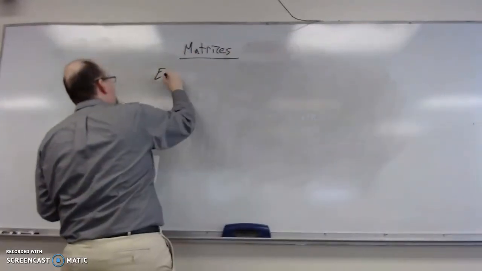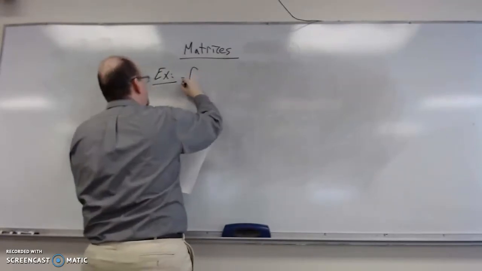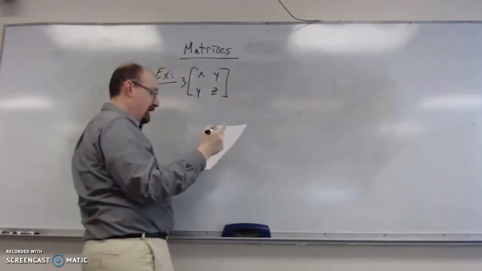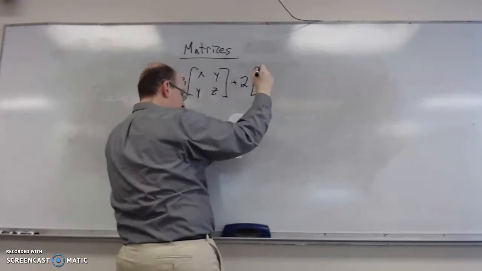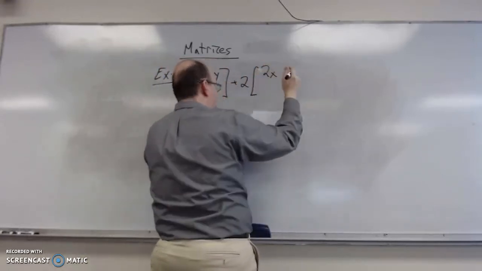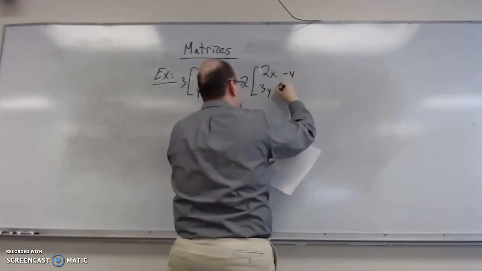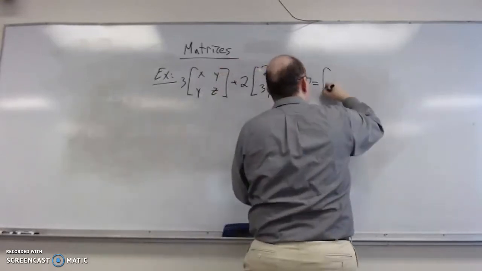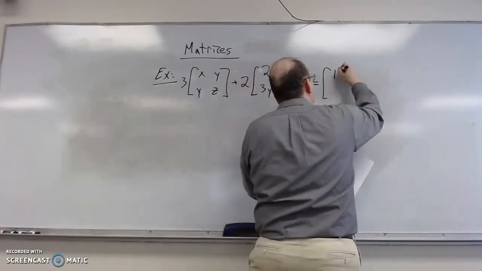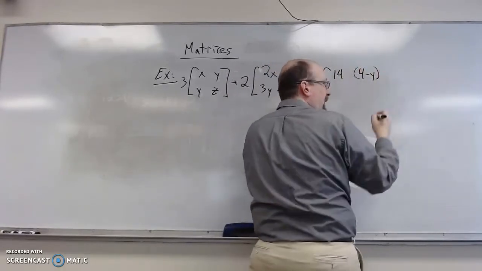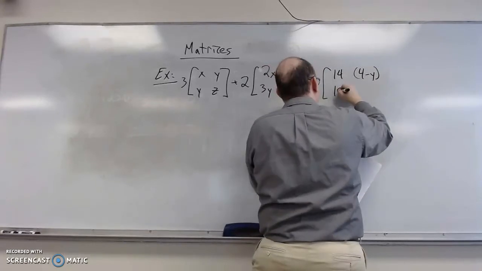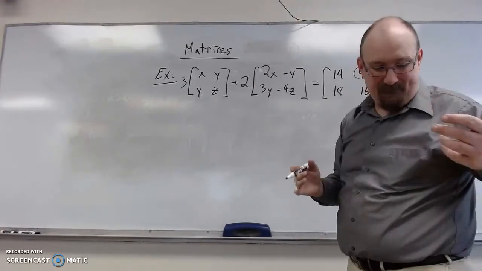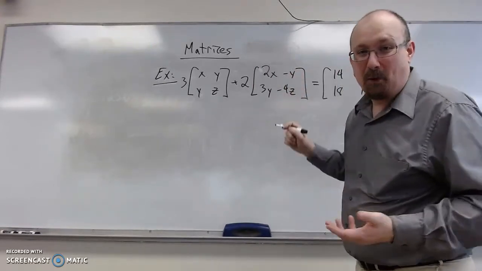So in this example here, we've got the following: 3 times the matrix x, y, y, z. So we've got 3 variables, which may be a little scary. It's okay, I promise. Plus 2 times the matrix 2x, negative y, 3y, negative 4z. And then over on the other side here, 14, 4 minus y, 18, 15. It's got the parentheses, that's just to make sure you don't bleed those together. And the idea is we want to find values for x, y, and z, if they exist, so that this equation ends up working out.